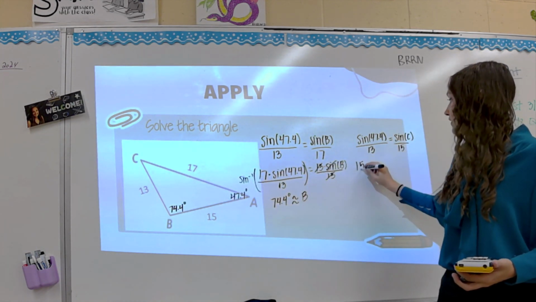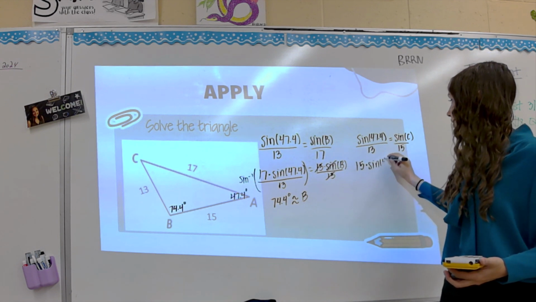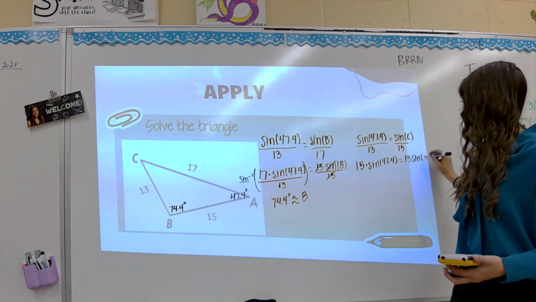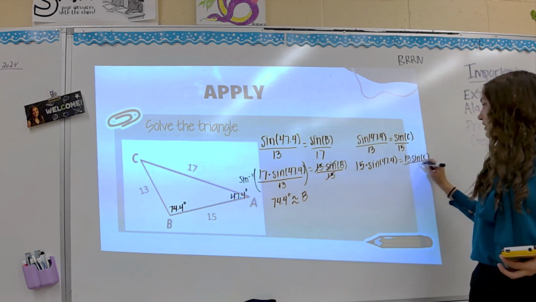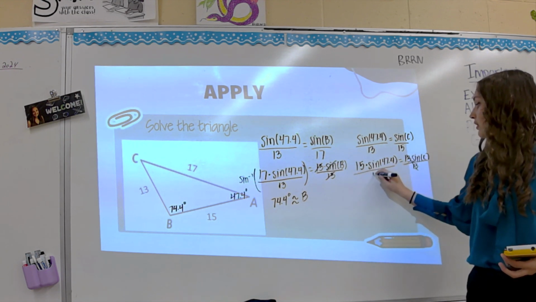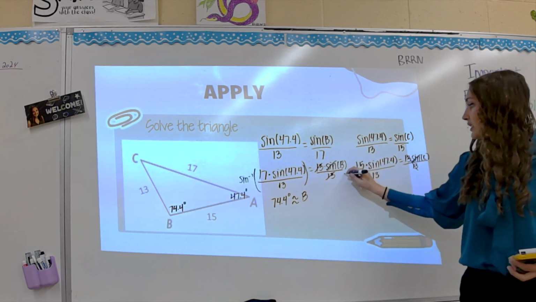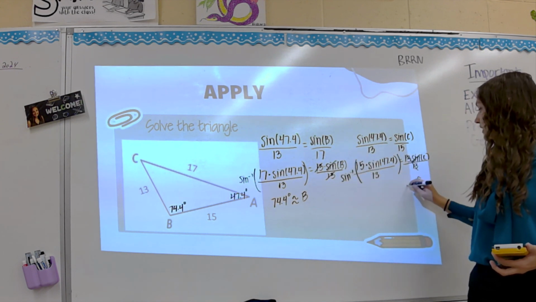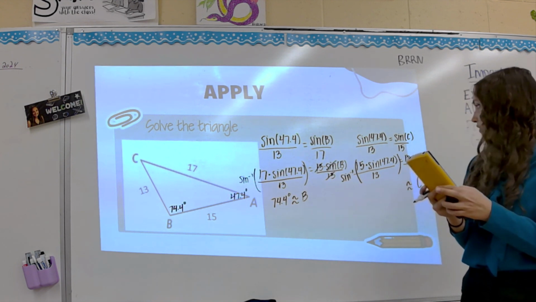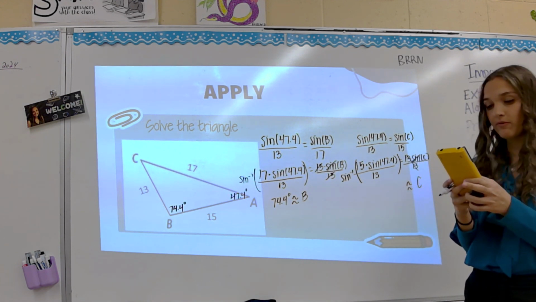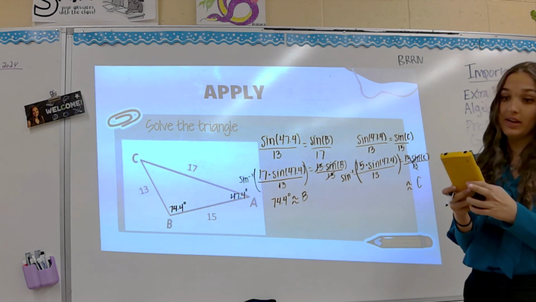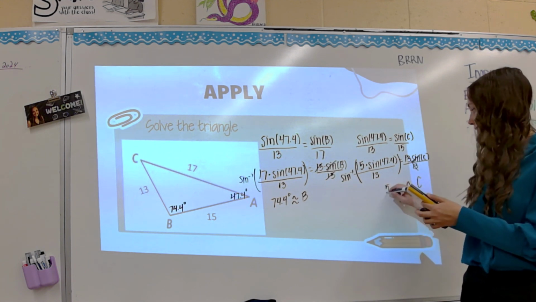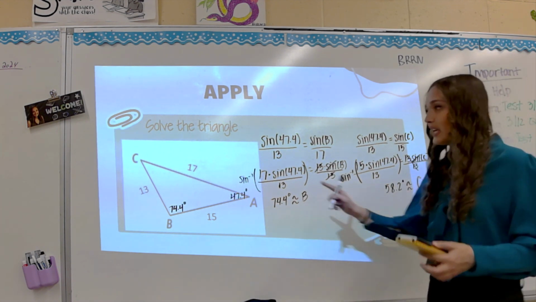I'm going to put in my calculator 15 times the sine of 47.4 equals 13 times the sine of C. I divide by 13 to get rid of that 13. I inverse sine it to get rid of the sine. And that leaves me with C is approximately, so I do sine of 47.4 times 15 divided by 13, inverse sine that, and I get C is approximately 58.2 degrees, which is exactly what we saw before.